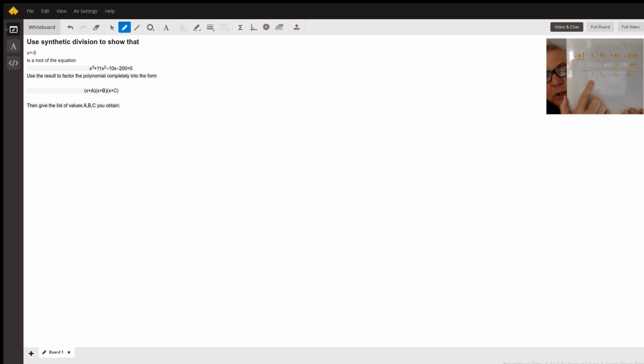The quotient polynomial, when we divide by x plus 5, notice that x plus 5 is the opposite of -5 right here. When we divide the cubic by x plus 5, what we get is a quadratic polynomial, obviously. And the quadratic we get is x squared plus 6x minus 40. And I'm assuming that that's going to be factorable in the usual way. So we're going to write our cubic polynomial equals x plus 5 times, in parentheses, x squared plus 6x minus 40.